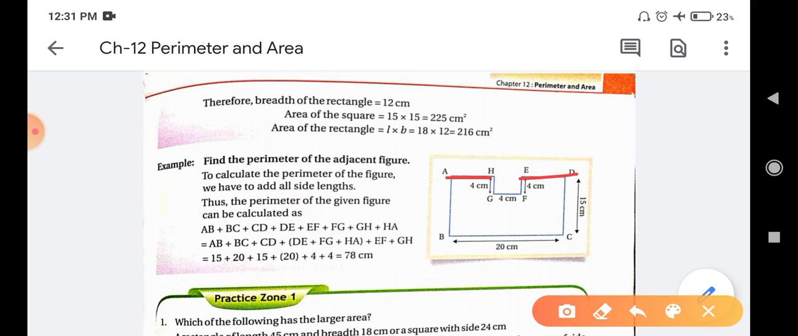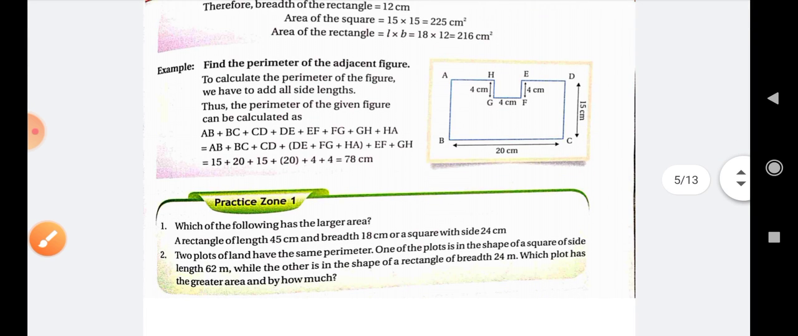Then this plus this is 16, plus 4 plus 4 plus 4, plus 15 centimeter, plus 20 centimeter, plus 15 centimeter, and then we will get the perimeter of this figure. So we have added all the sides. In this way you can find the perimeter of any given figure.